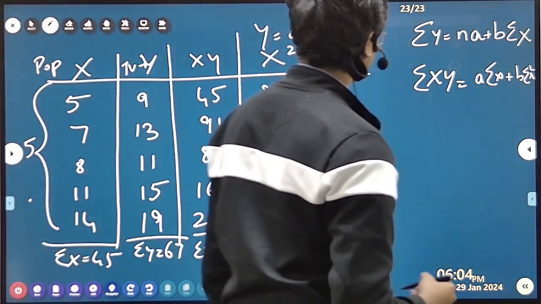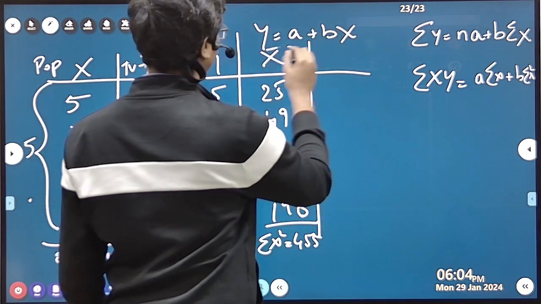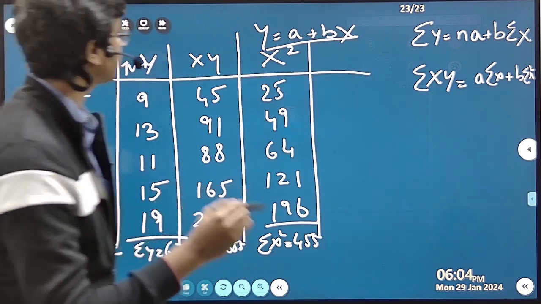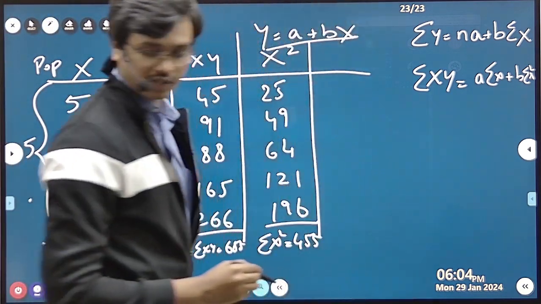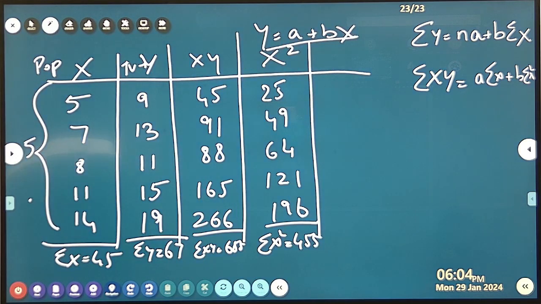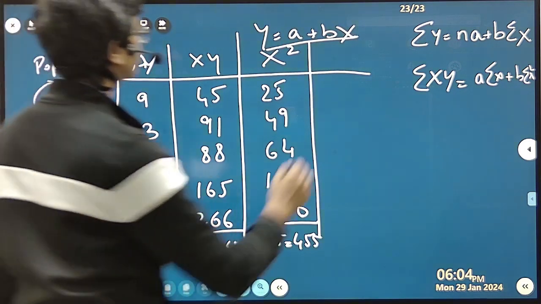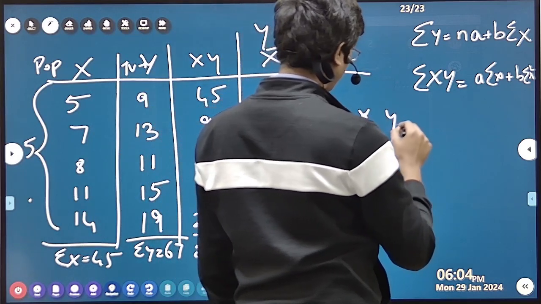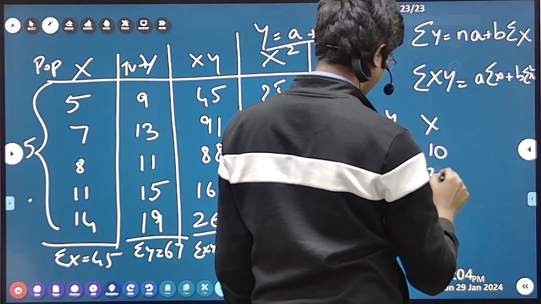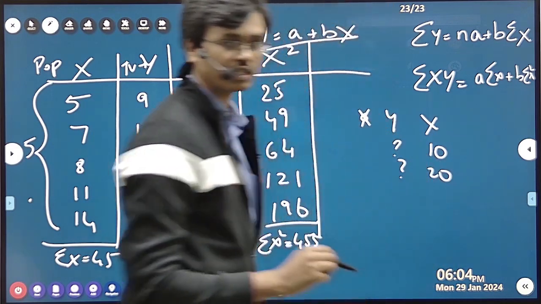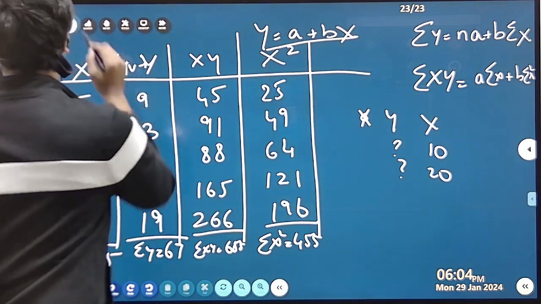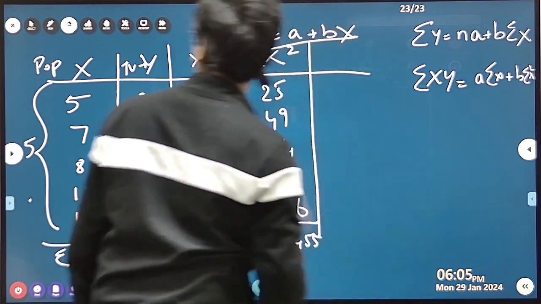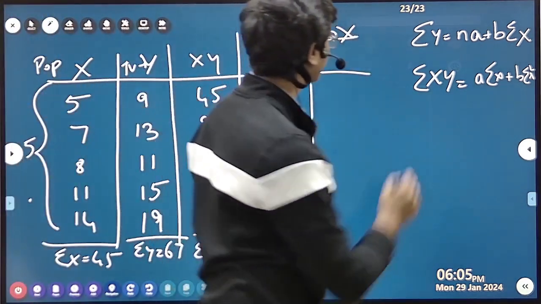Okay. Now we have to arrive at a and b, right? If we arrive at a and b, only then we can find out. So what does he say? He says find out the number of TVs for a population of 10 and 20 lakhs, right? So he has given me the value of x. So he is asking me to find y when x is equal to 10 and when x equal to 20. So what is y? So that is what he is asking me to find, right?